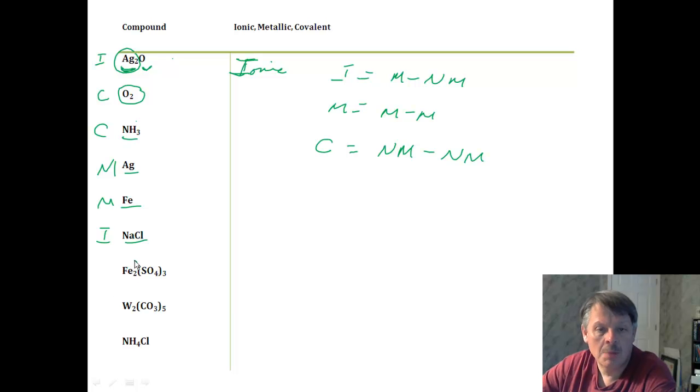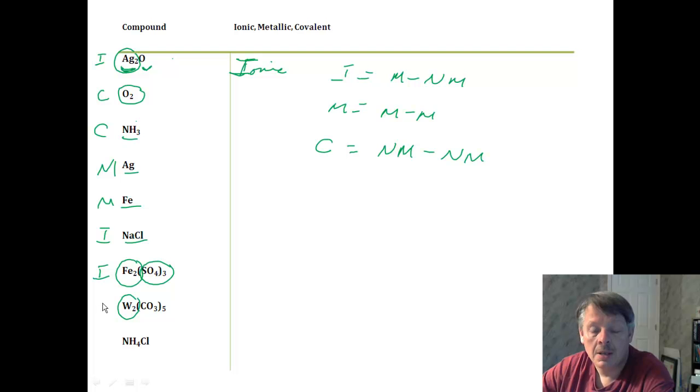And then this complicated thing here, well, look at the thing right here. That's a metal, and clearly this stuff over here is a non-metal, so this thing is going to be ionic as well. And if you look up W, if you find it on your periodic table, W is tungsten. And so that's a metal. Tungsten is a metal, and carbon and oxygen are non-metals, so that thing is ionic.